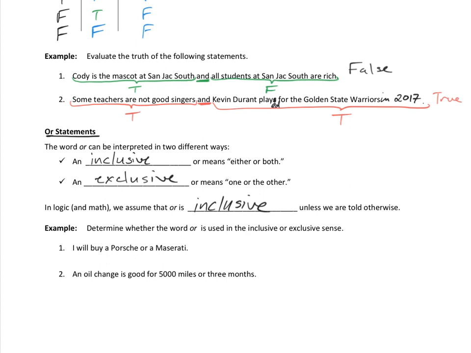So I will buy a Porsche or a Maserati. Now, I don't have money for either of these, but if you did, you probably are not going to buy both of them. So you can either get one or the other. We would call this an exclusive or. And an oil change is good for 5,000 miles or 3 months. And this one we would consider to be inclusive, because it could be one or the other, or if you drive 5,000 miles every 3 months, it's inclusive. It's both.